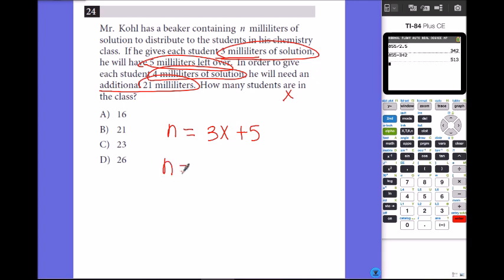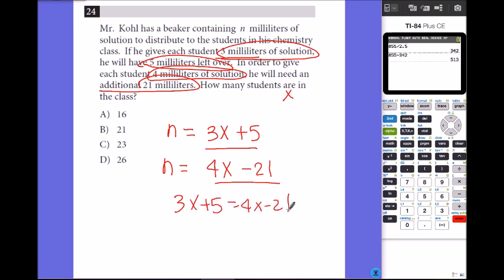Same amount of solution. When he gives 4 milliliters to each student, he needs 21 more. So he is short by 21, right? Because they said he needs more. So what would you do when you're looking for X? Since they're both set up for N, you can set these two equal to each other because they're both N.